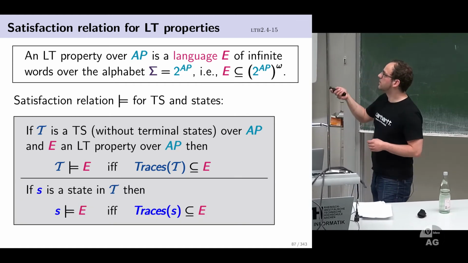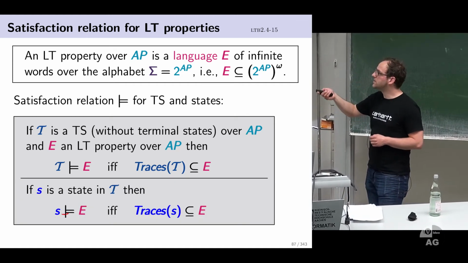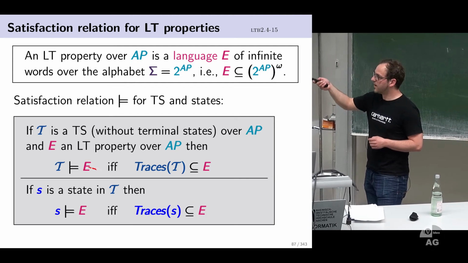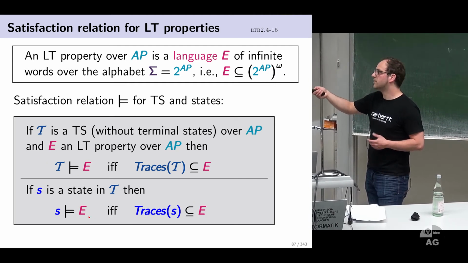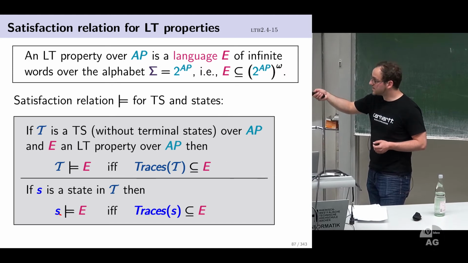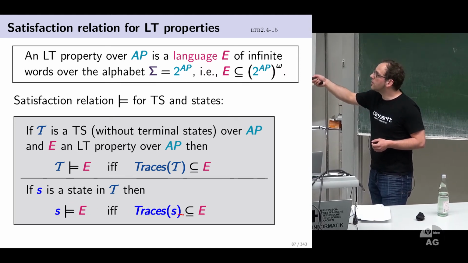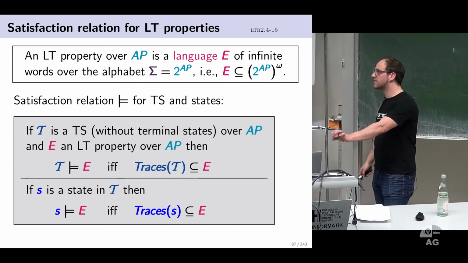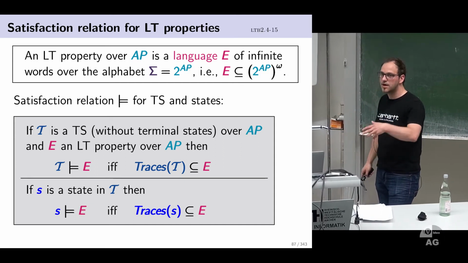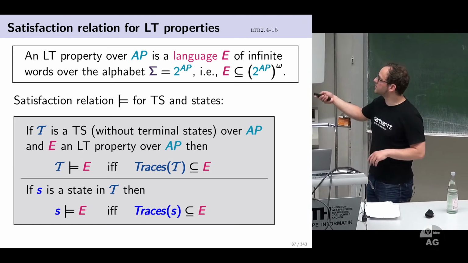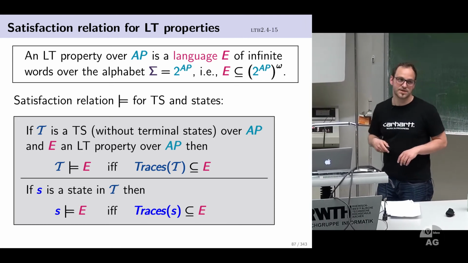And because that will be convenient later, we're also going to define that for a state. So here we define it for a transition system, but very similarly we define it for a state. We say a state satisfies an LT property if and only if all traces, all the paths starting from S projected onto sets of atomic propositions, are contained in the linear time property E.